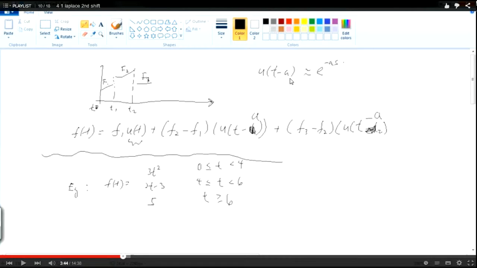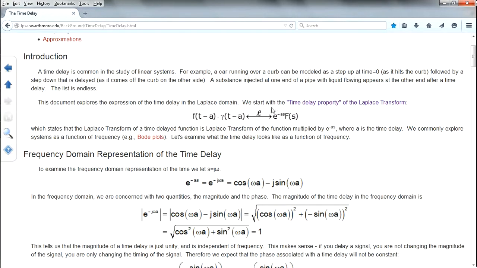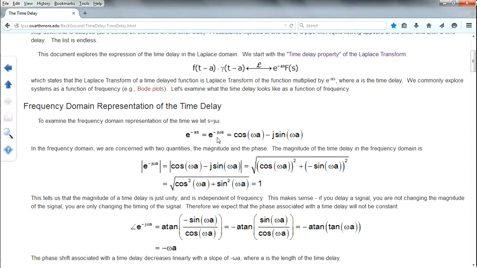Okay, t minus a, right? It equals e to the minus as. So this is where the delay comes from. Okay, e to the minus as. And then if you were to apply Euler's method, with s equals j omega, you have e to the minus j omega a.